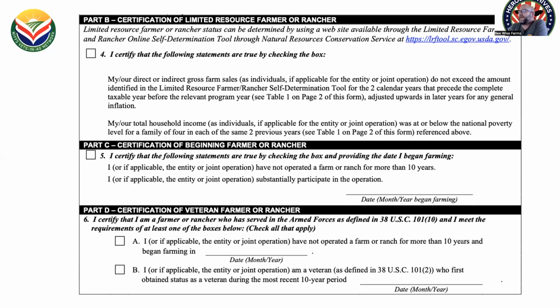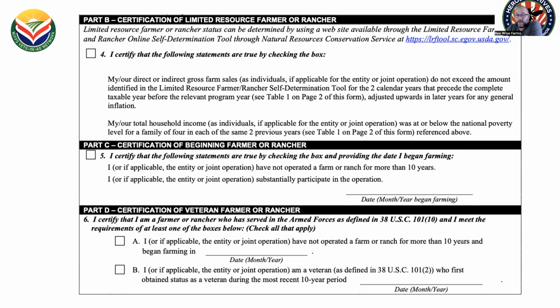All right, the next one is the most important one for us, the certification of a veteran farmer or rancher. Now, this question says, I certify that I am a farmer or rancher who has served in the armed forces as defined in 38 U.S. Code 101(10), and I meet all the requirements of at least one of the boxes below. This is a very contentious certification within our group of veterans. Why? Because previous to the 2018 Farm Bill, if you served in the U.S. military, you were a veteran by USDA standards, which is the definition of U.S. code for a veteran, that you served in the U.S.